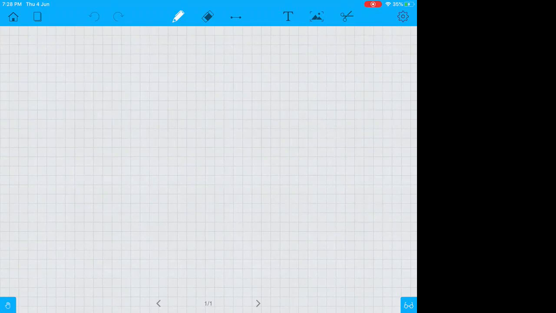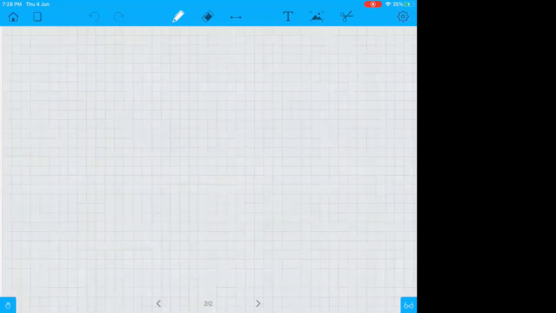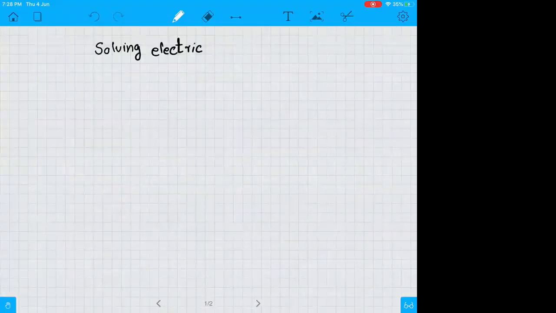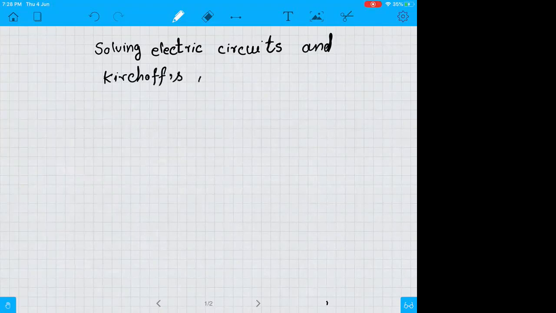Cover is solving electric circuits and Kirchhoff's laws.